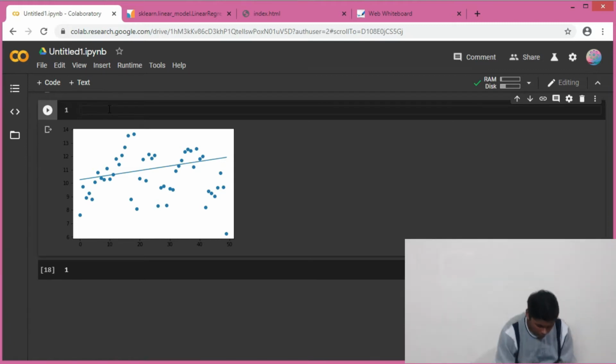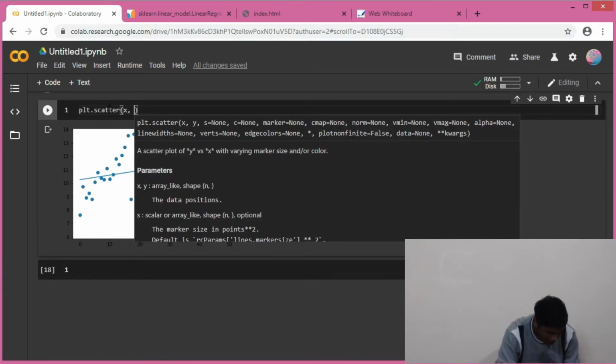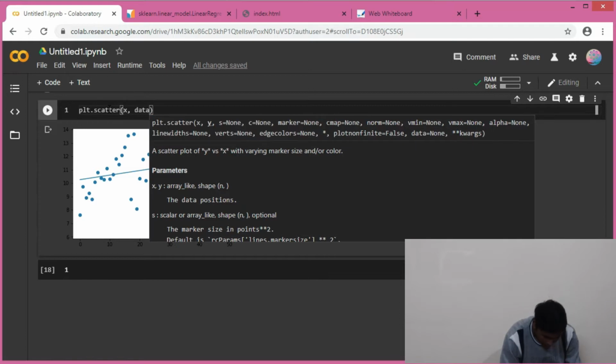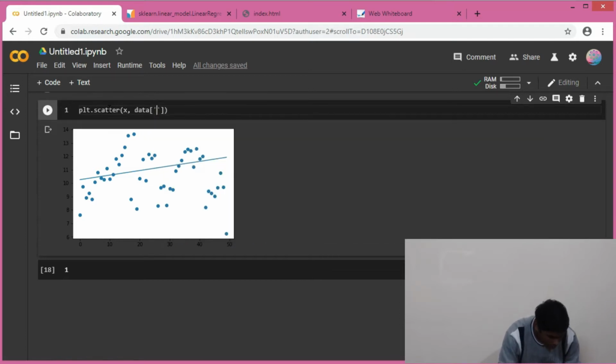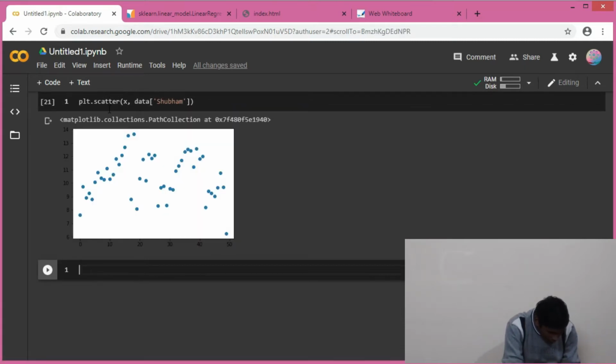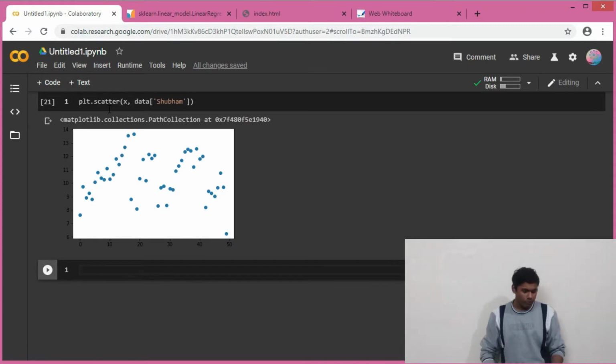Okay, so here we are, and if you remember, last time we did a scatter, and inside the scatter we passed our x values as well as a y value, which in our case was data. So it was data and it was Shubham inside the data, right? So let me just run this real quick and hopefully it will run. Yeah, so this was my graph and this was the thing that I previously showed you.